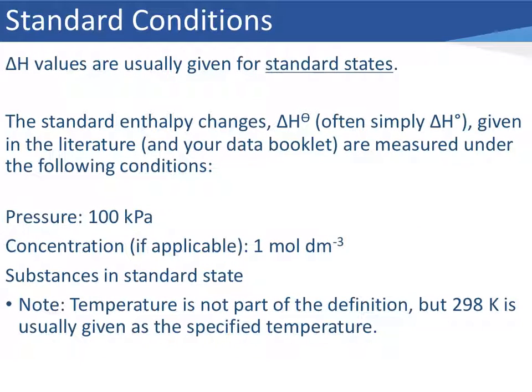We must define standard conditions when we're talking about enthalpy changes. So delta H values are given usually for standard states, and that requires us to use this little naught symbol. Delta H naught, given in your literature like your data booklets, measured under the following conditions: 100 kilopascals, concentration of 1 mole per decimeter cubed if concentration is applicable, and substances in their standard state.